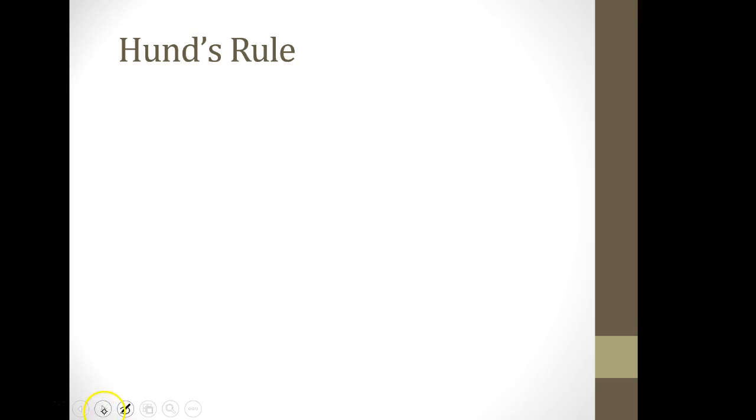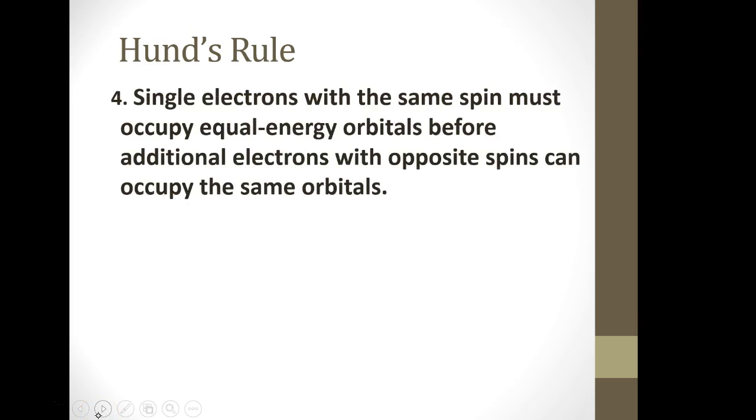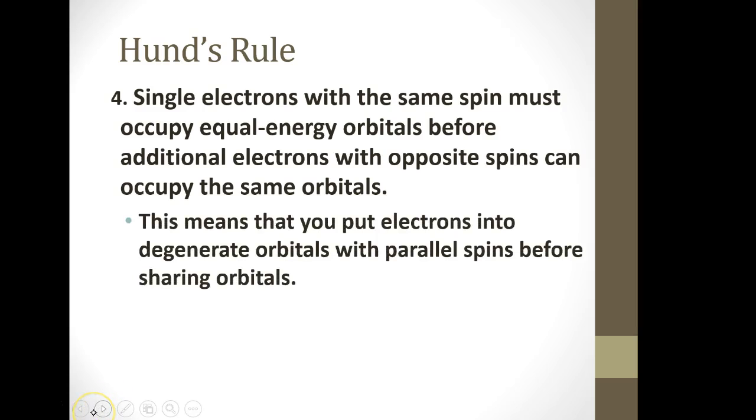Then Hund's rule comes along and says that if you have equal energy orbitals, so P's, D's, and F's, they fill up individual orbitals first before they share, and they go in with the same direction. I'll give you an example of that. So you put electrons into degenerate orbitals with parallel spins before they share.